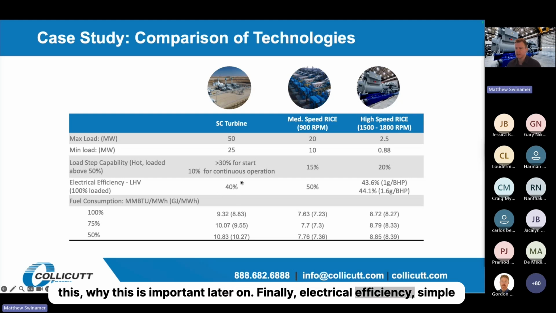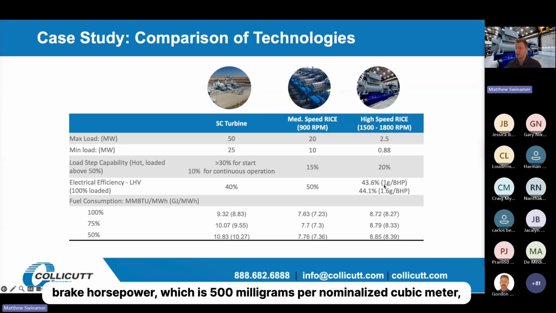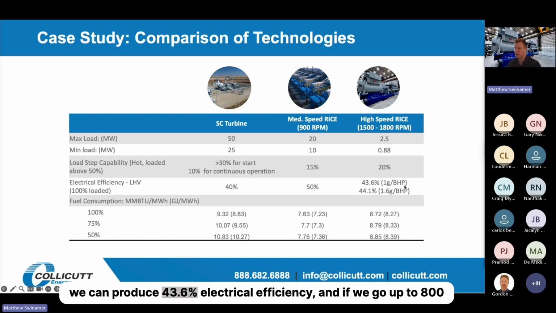Finally, electrical efficiency. Simple cycle turbines can achieve, at a lower heating value at fully loaded, up to 40%, medium speed up to 50. And I want to highlight two different configurations for our Rolls-Royce engines, which is at 1 gram per brake horsepower, which is 500 milligrams per normalized cubic meter NOx. We can produce 43.6% electrical efficiency. And if we go up to 800 milligrams, we can get up to 44.1%. And these are at 60 hertz.